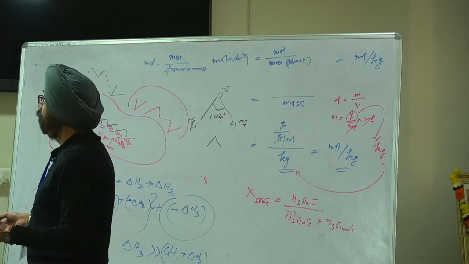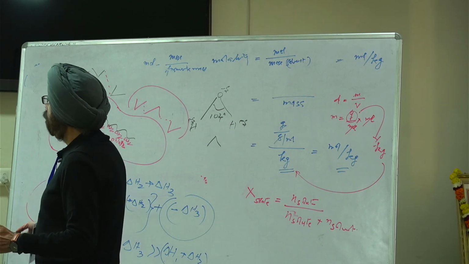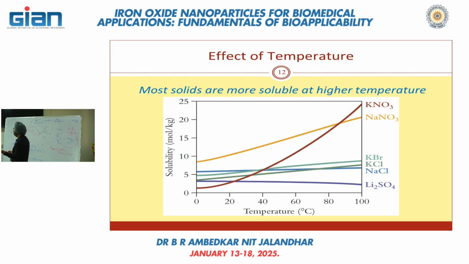So this is simply the solubility with respect to temperature. You don't need to deeply understand it. The solubility of potassium nitrate increases with temperature, as do all of them, only that of lithium sulfate is the exception.